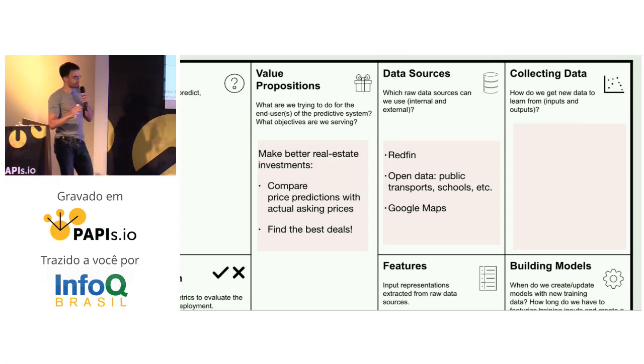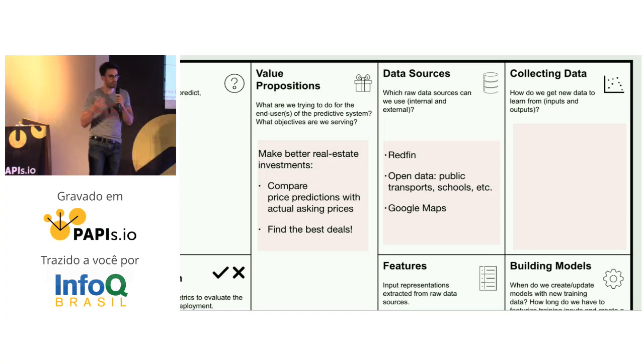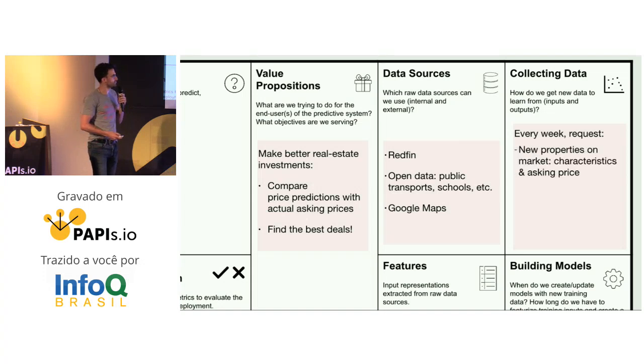And then, all right, so this is just data sources, but you need to have a data collection process, right? And most often we think about collecting an initial data set, but you should be thinking about the long term, like always keep collecting data because things change and you want to capture the changes in the environment. So maybe what you would do is that every week you would collect new data for the new properties on the market, right?